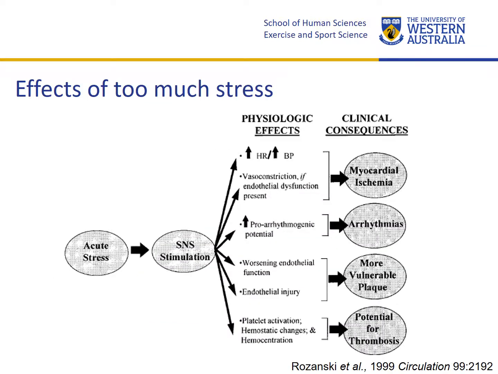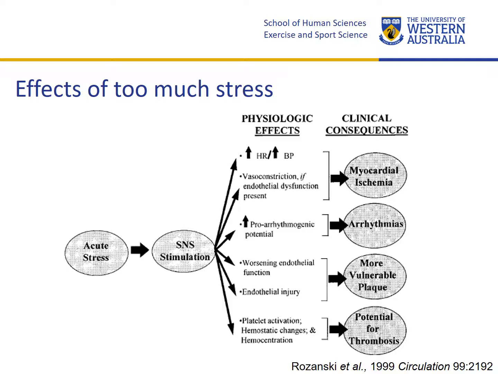Now, in terms of some of the effects of too much stress, most research to date has focused on the effects on the cardiovascular system. So we've just considered the stress response and how when we're acutely stressed we get this increase in sympathetic nervous system stimulation, which basically means an increase in the epinephrine and the norepinephrine output. Now that in turn, as we mentioned on the previous slide, increases our heart rate and our blood pressure. It makes our blood vessels constrict.